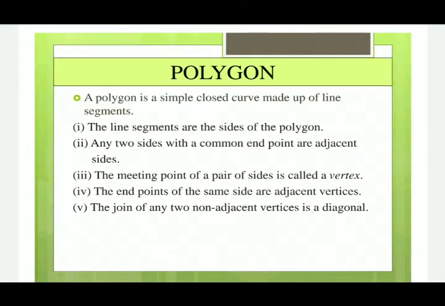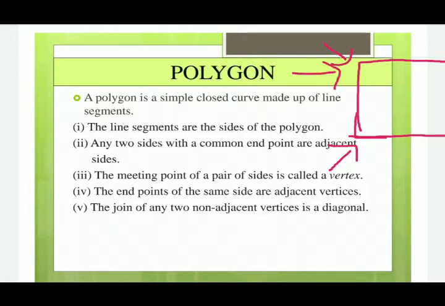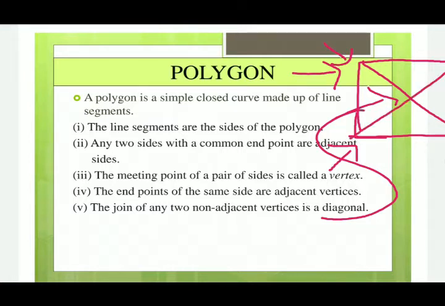Fifth, the join of any two non-adjacent vertices is a diagonal. Now here in this rectangle you can see this and this are adjacent vertices, but this and this are not adjacent vertices. So if I draw a line joining these two vertices, then this is called the diagonal, and another diagonal can also be drawn by joining these two vertices.